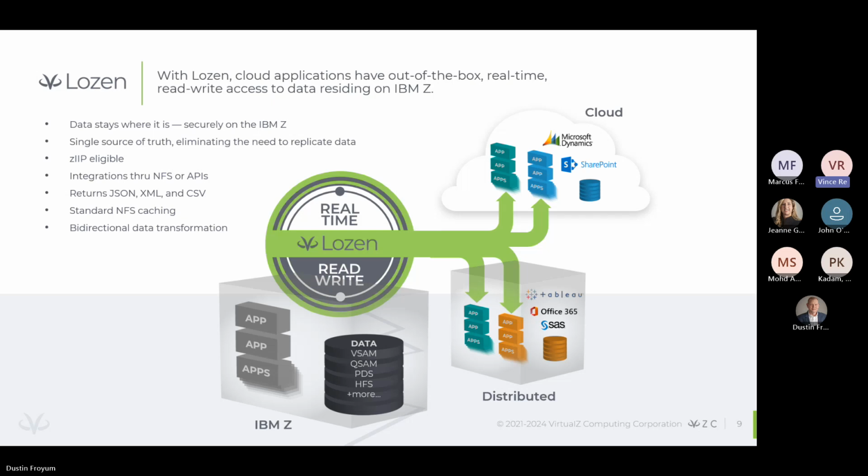So, again, with Lozen, we don't have any of that. The data stays on the mainframe. If I write a transaction that says, go look up Vince's record in this file, the only thing that transfers across your network is that one record. And if I update that, again, all I'm doing is updating that one record in place in that VSAM file.